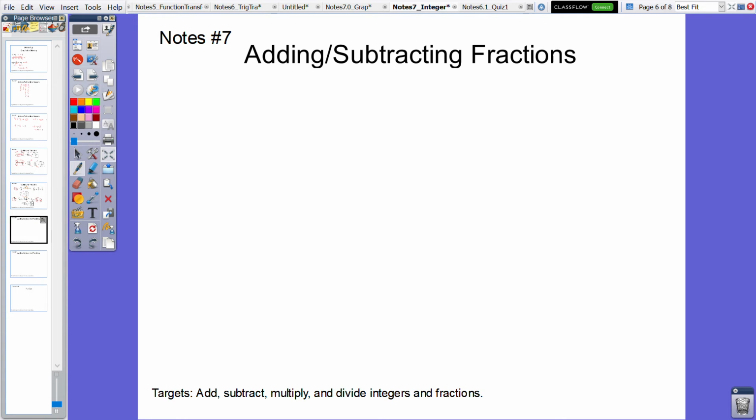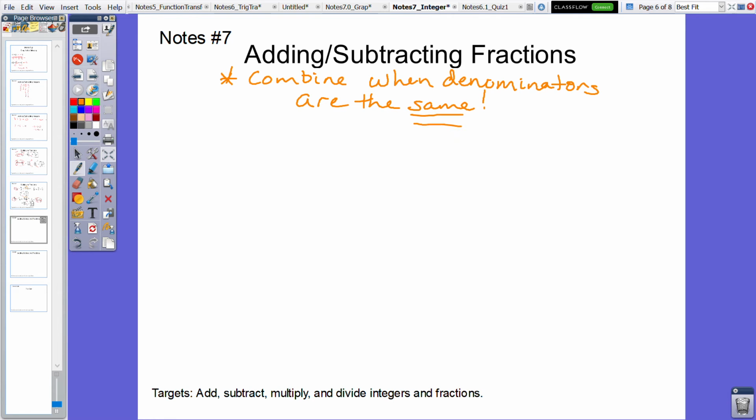Now we know how to multiply fractions. Now we're going to get into adding and subtracting fractions. The biggest rule about adding and subtracting fractions, very simply, is this: you can only combine when the denominators are the same. I'll give you a couple of examples of when we can add and subtract fractions, as well as times that you can't, and you have to adjust for that.